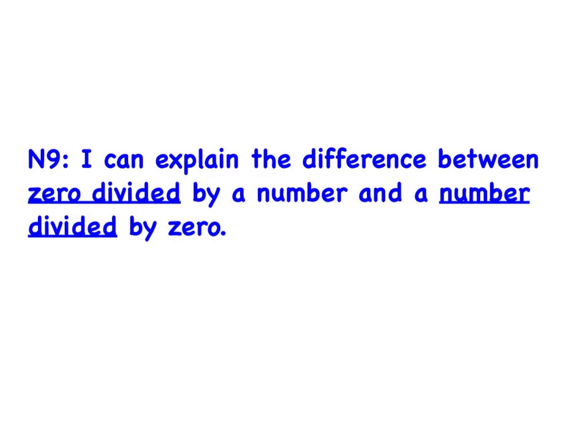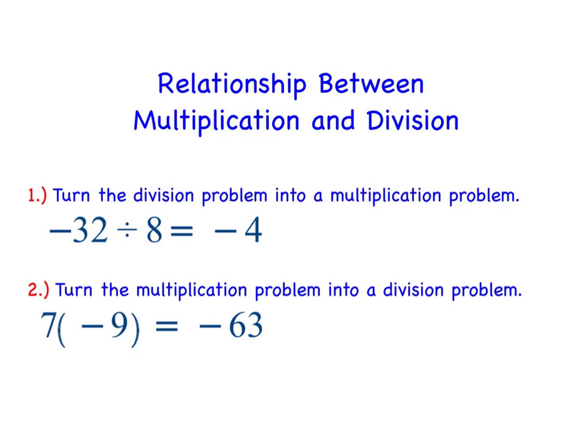Our I can statement for today is I can explain the difference between 0 divided by a number and a number divided by 0. To start us off, we're going to review the relationship between multiplication and division. So for problem number 1, you're going to take the division problem and turn it into a multiplication problem.